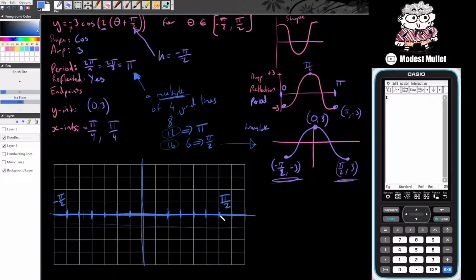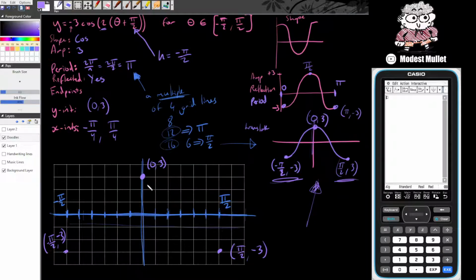You'll see in the couple of follow-up graphs that we're going to do that this makes life a bit easier. The rest now is, we have all the key information that we just got geometrically from looking at what the transformations are. We can put in our key points: pi on 12, that is pi on 2, negative 3, that's 0, 3, negative pi on 2, negative 3.